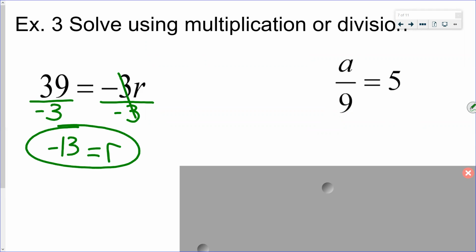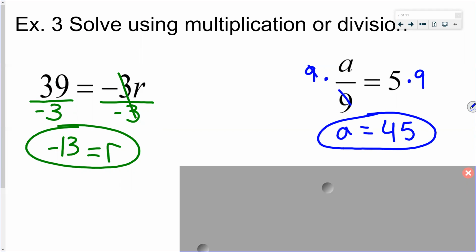If we look at the one on the right, we have a over 9 equals 5. Don't think of this as a fraction. Think of this as a divided by number. Remember, a fraction bar means division. So to undo division, we multiply. Multiplies cancel each other out. Multiply by 9 on the right. So we're left with a equals 45.